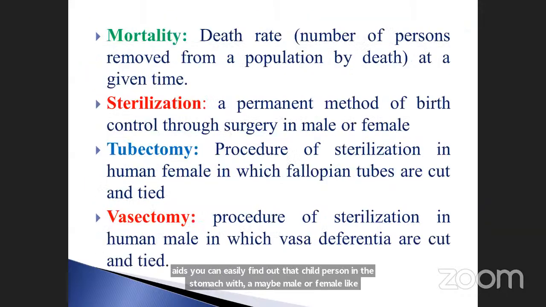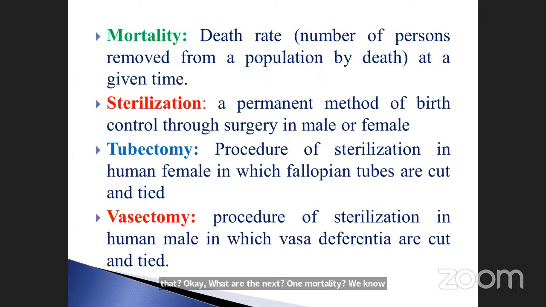Okay, go to the next one. Mortality. We know a little about mortality, natality, emigration, immigration. What is meant by mortality? It is nothing but the death rate, isn't it? The number of persons removed from the population by death at a given time. For example, nowadays we lose so many persons due to COVID, isn't it? That is also added to the statistical calculation in the census. The mortality is nothing but the death rate at a given time.